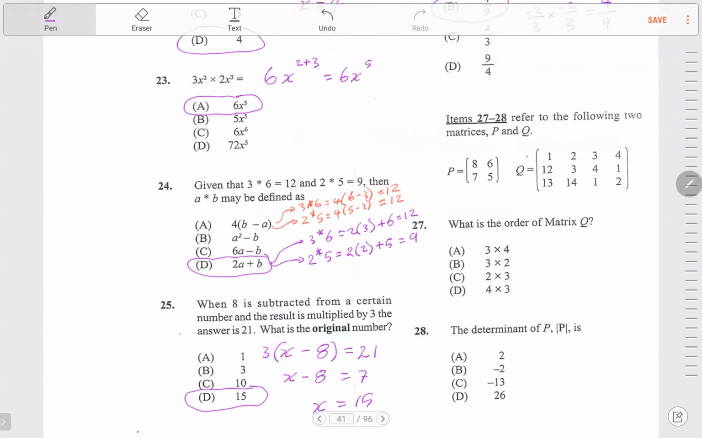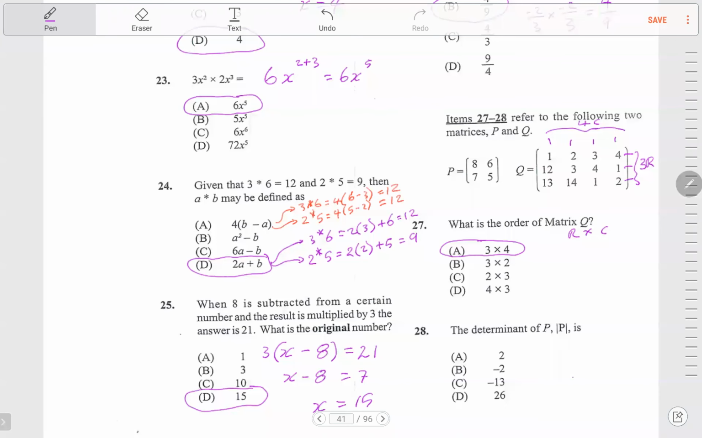Rows go down here: 1, 2, 3 rows. And then the columns are up here: 4 columns. So it's rows by columns, 3 rows by 4 columns. That's how you state the size of a matrix: the number of rows by the number of columns.